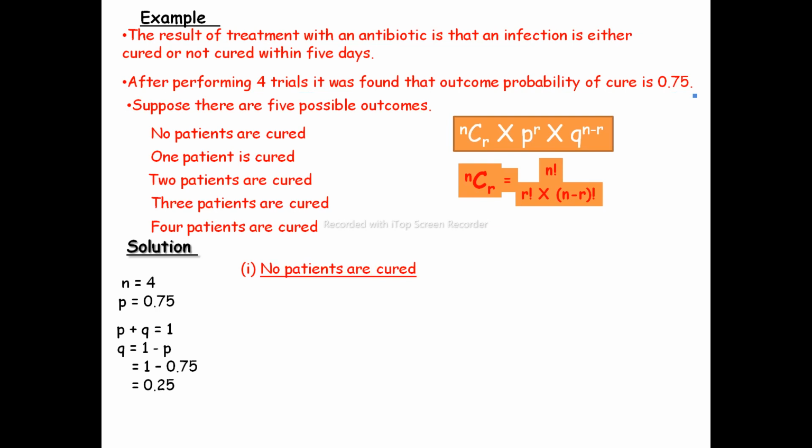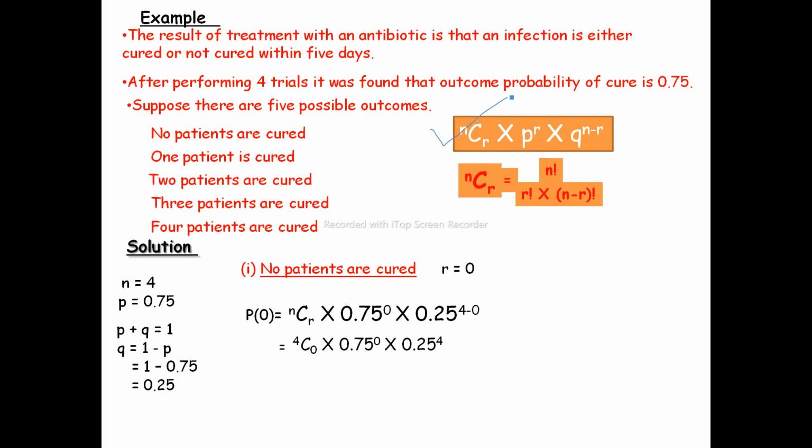So the first possibility is no patients are getting cured. So when no patients are getting cured, what is the value of R? What is the success? 0, isn't it? So the value of R will be 0. Next we'll use this equation. P of 0, meaning probability of 0 patients getting cured, is equal to nCr: 4 combination 0 multiplied by 0.75 to the power of 0 multiplied by 0.25 to the power of 4 minus 0, which is 4.